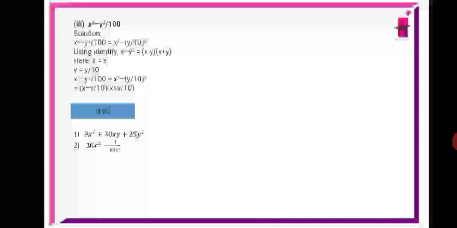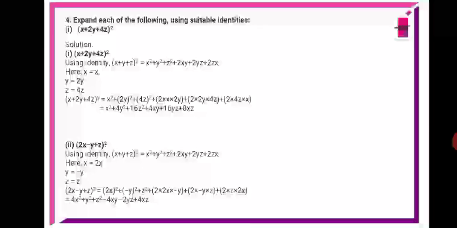x square minus y square by 100. So x square can be written as x square, and y square by 100 can be written as (y by 10) whole square. It is also looking like the identity x square minus y square. In place of x, it represents x only, and y represents y by 10. So you can write it as (x minus y by 10) and (x plus y by 10).